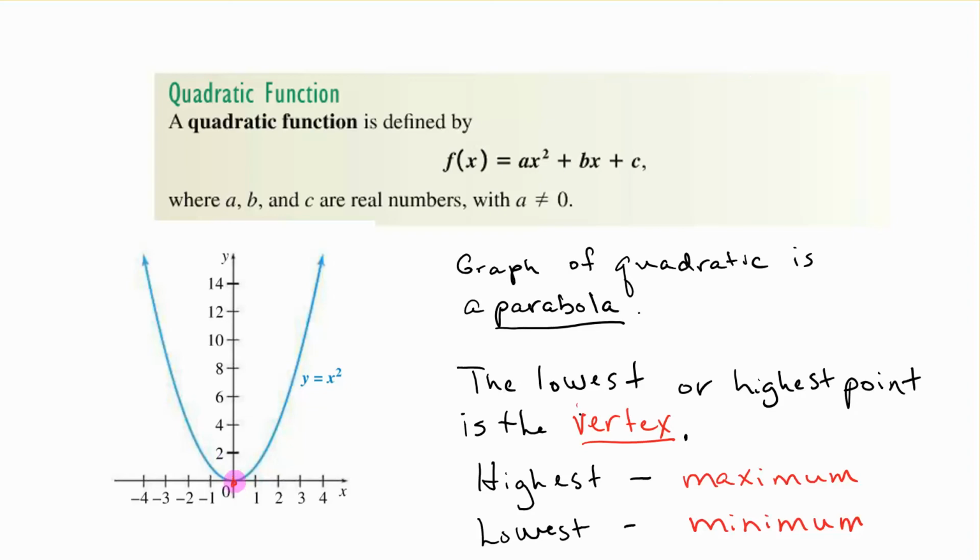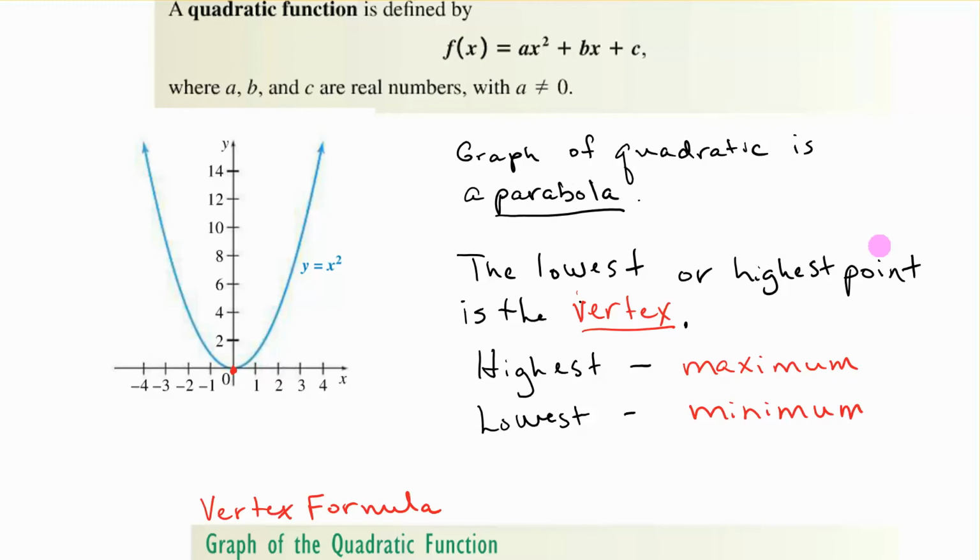That would be down here. And the line that goes through the vertex is the axis of symmetry. That's not written on there, but you might see that at some point. The highest point, if this is going this way and we have a high point, is called the maximum. The lowest point would be called the minimum.